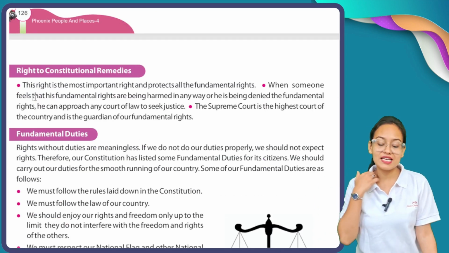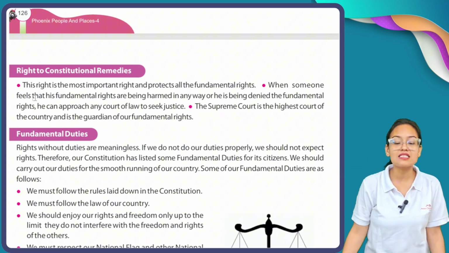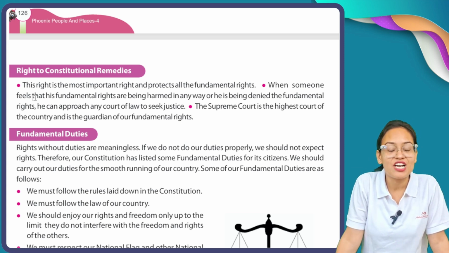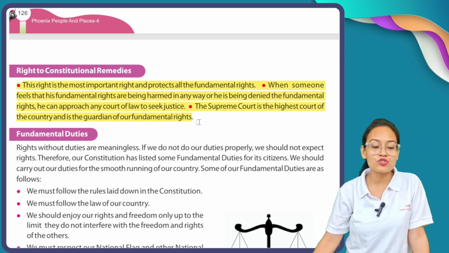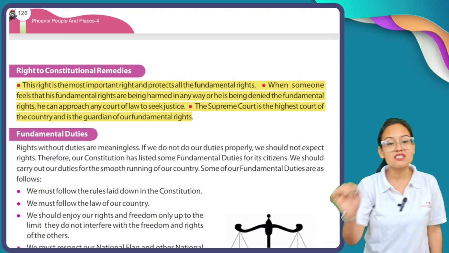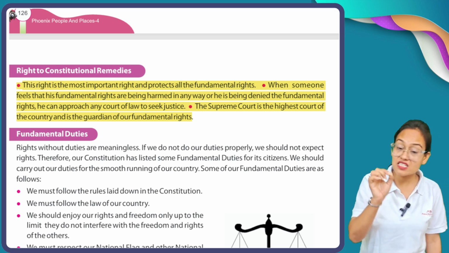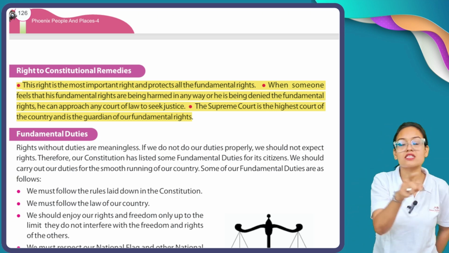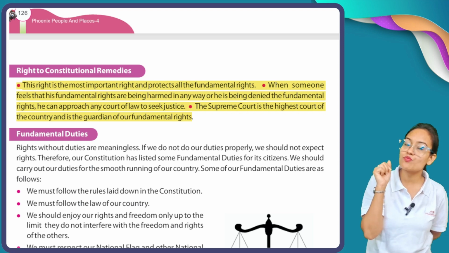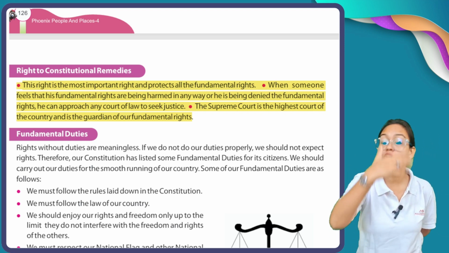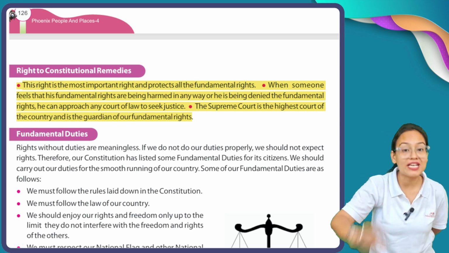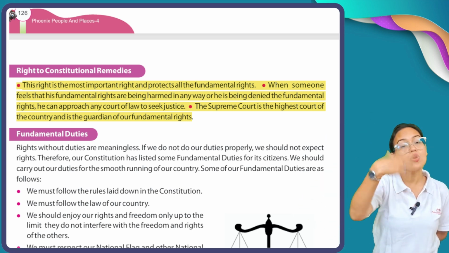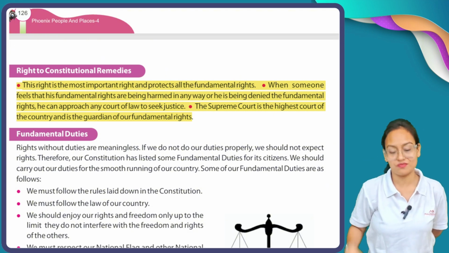The last right given by our Constitution of India is the right to constitutional remedy. Now, what is the meaning of constitutional remedy? Let's have a look here. This right is the most important right and protects all the fundamental rights. This is the sixth right, and it is the most important among all the six fundamental rights. Why is this the most important? Because it protects your previous five rights. It acts as a protection layer for protecting all the previous five rights.